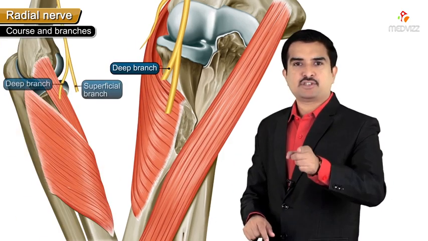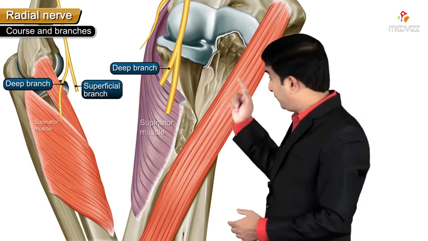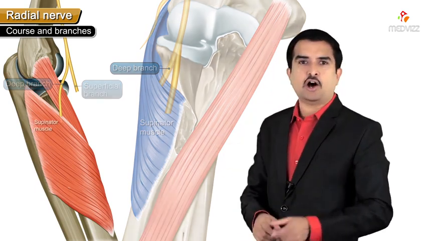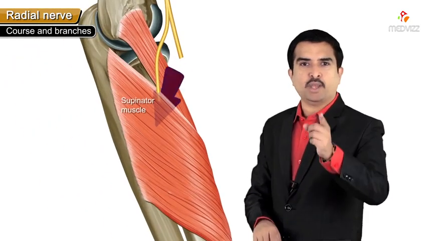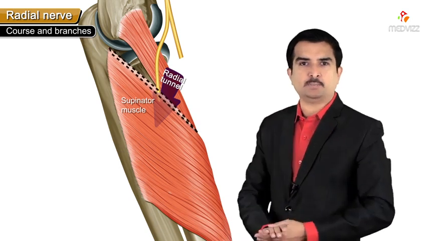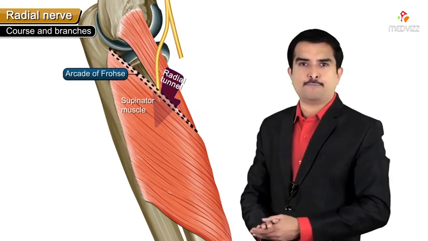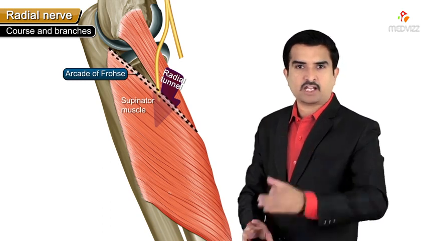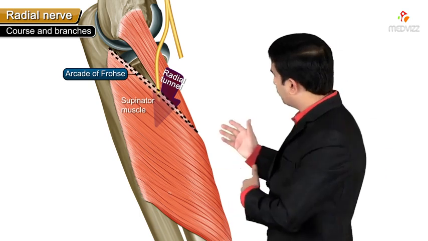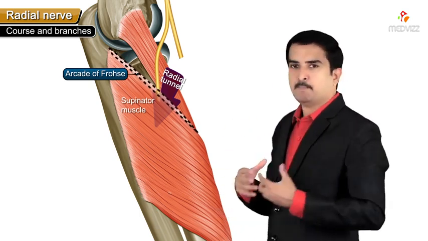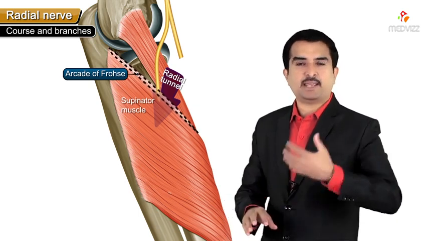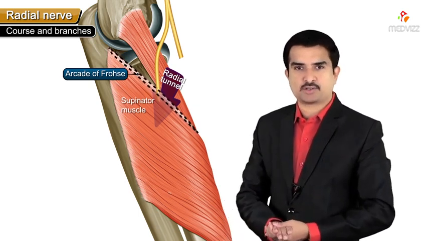So the deep branch passes into the supinator muscle, which means it pierces or passes within the substance of the supinator muscle via the radial tunnel, which is roofed by the superior border of the supinator called the arcade of Frost. So what is the arcade of Frost? It is nothing but a fibrous sheet located on the superior border of the supinator, which makes a tunnel called the radial tunnel.